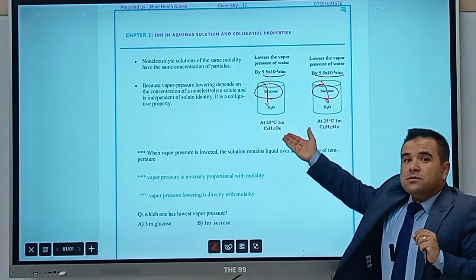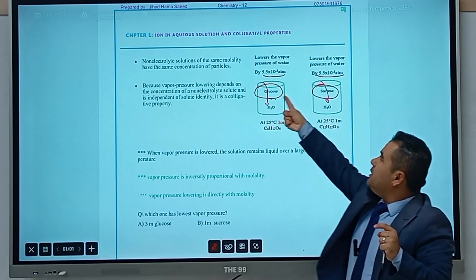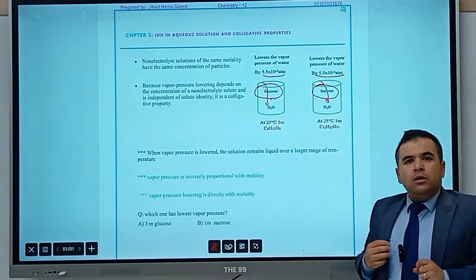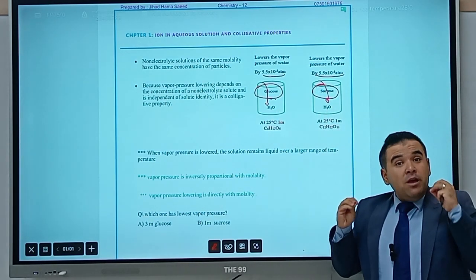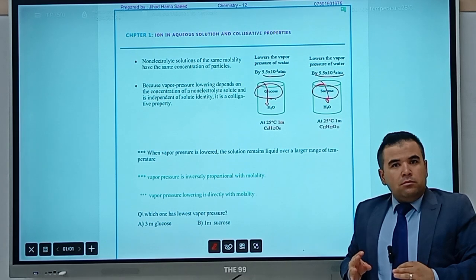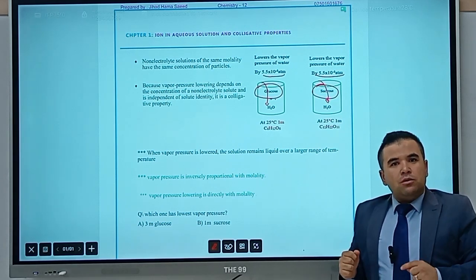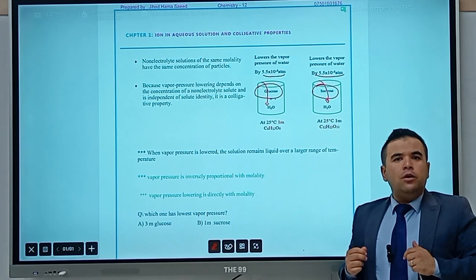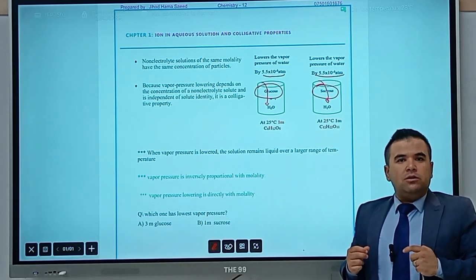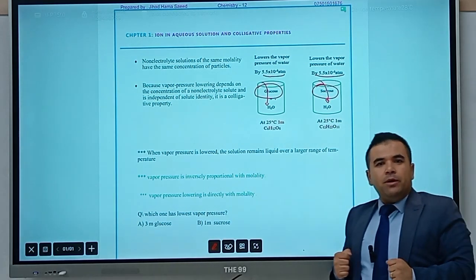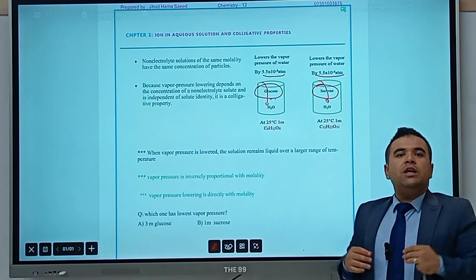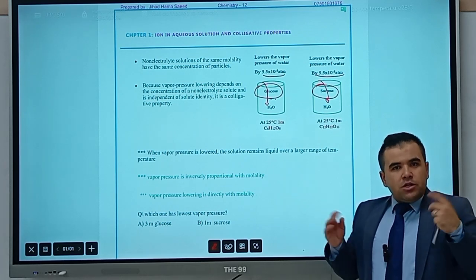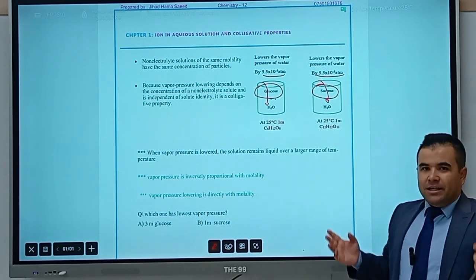That represents that, regardless of the identity of the solute, the vapor pressure lowering depends on the concentration. That's why this is the evidence that the vapor pressure is a colligative property, because the colligative properties depend on the amount, the concentration, not on the identity.